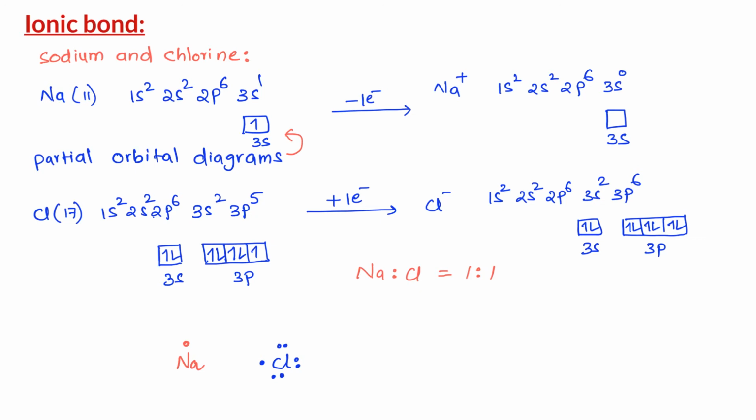We can show the electron transfer by an arrow, and it forms Na+ and Cl-. As we can see now, there are 8 electrons in the valence shell of the Cl- ion, and for Na+, the valence shell is now the second principal quantum number and it also has 8 electrons.